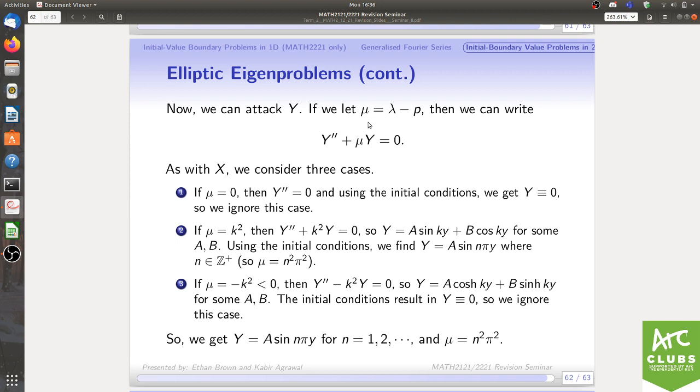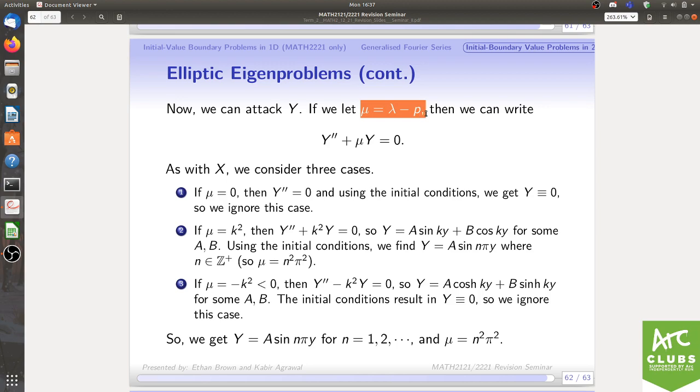If you don't use a consistent naming scheme, as in if you repeat the variables, then you'll easily get confused. The values for p have already been determined, but mu still hasn't, so you can't use m. So we now know that mu is n squared pi squared. And if mu is negative, k squared, then we just end up with a trivial solution. So we know that mu is n squared pi squared, and we know that p is m squared pi squared.